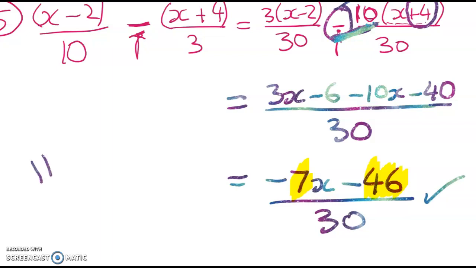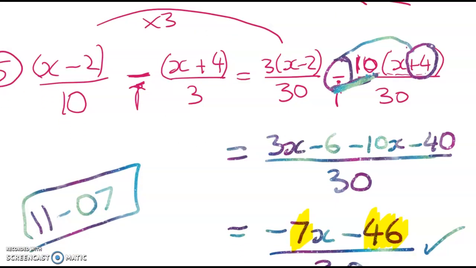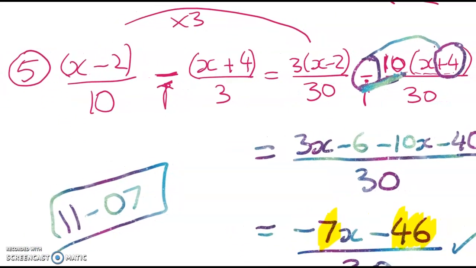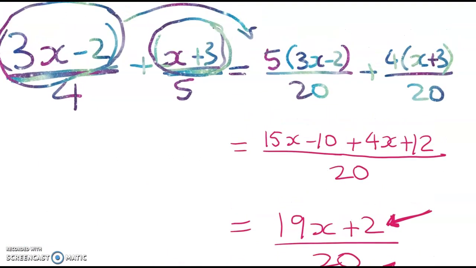The exercise that does these is 1107. When you do it, I want you to make sure that you do plenty of ones like number 4 and 5, because they're definitely more challenging than the rest.